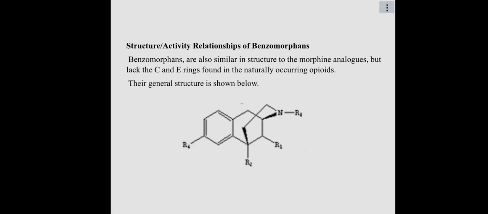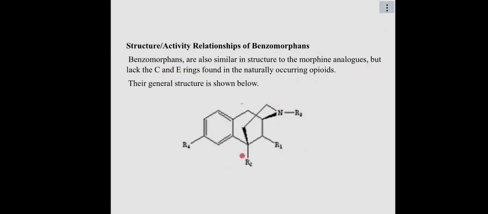So now we have removed ring E, now we have removed ring C, and we have the benzomorphans, and they were still found to have very good activity. Benzomorphans are also similar in structure to the morphine analogs, but they lack ring C and ring E found in the naturally occurring opioids. Their general structure is as shown below.